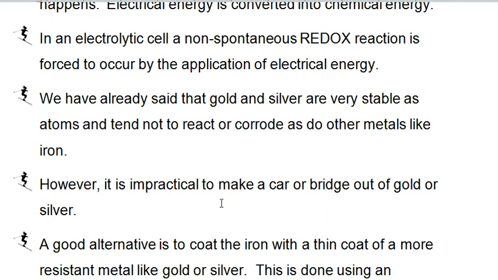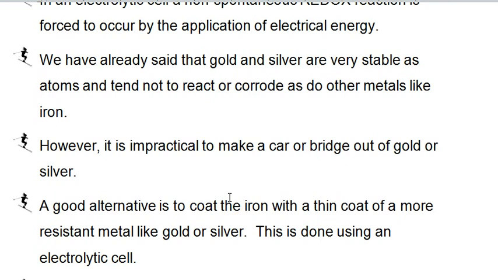In a voltaic cell, we make use of a spontaneous reaction to release electrical energy and use that. In an electrolytic cell, we put electricity in to force the non-spontaneous reaction to occur. Remember, non-spontaneous simply meant that the reaction won't occur on its own without the addition of energy. But if we put enough energy in, we can force it to happen. And that's what we do. We put electricity in, it forces it to happen.